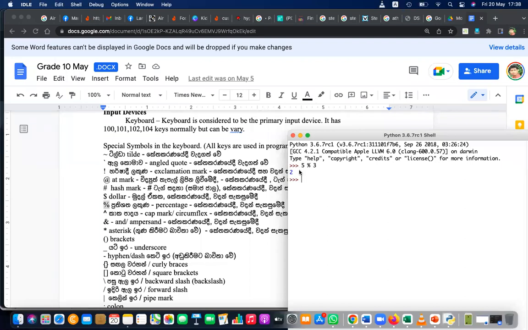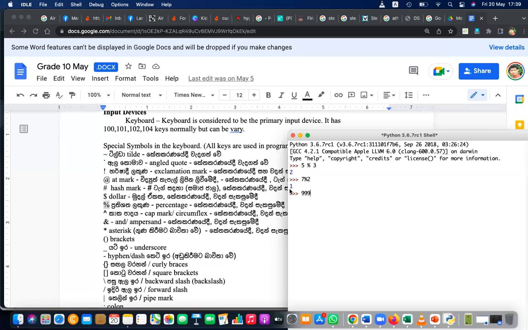Right, then 7 modulus 2. 7 modulus 2. 1. So understand, 7 is divided by 2. What is the remainder? 2 into 3 is 6, remainder 1. So it is 1.